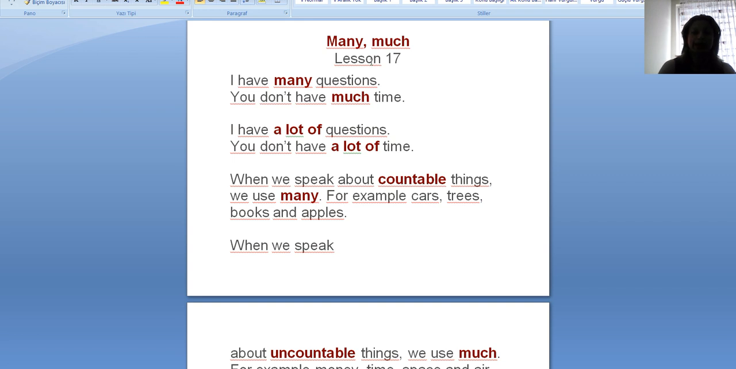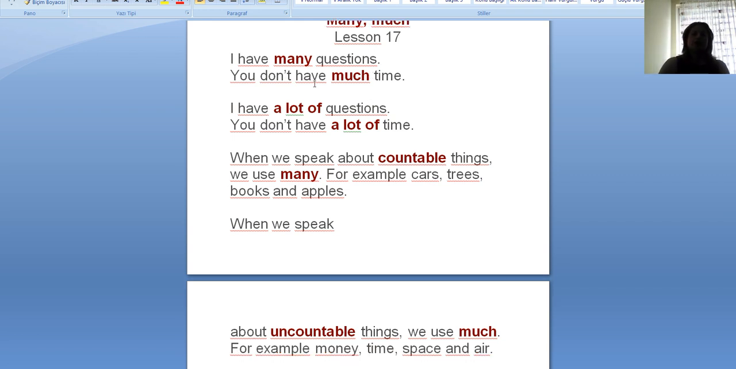Much, many. Yes, these are for countable and uncountable things. I have many questions. For example, we can add 1, 2, 3 questions. We can count. 1, 2, 3, 4, we can count them. I have many questions. So I have many questions. For example, we can't say I have much question.